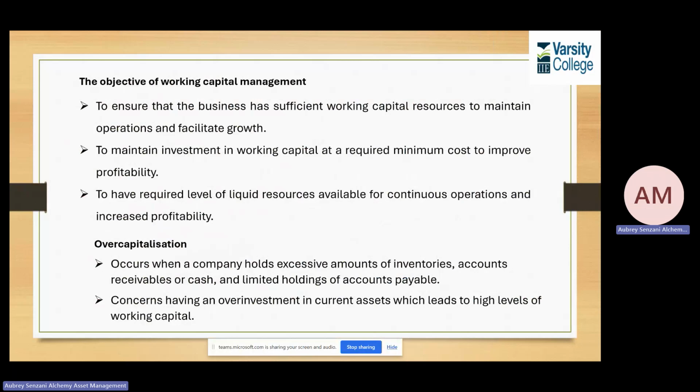Then overcapitalization. Okay, what is this all about? It occurs when a company holds excessive amounts of inventories, accounts receivable, or cash, and limited holdings of accounts payable. So when you have more current assets than, and limited holdings in your accounts payable, let's unpack that. Is that what you wanted to ask? What do we mean when we say overcapitalization is when we have a whole lot more current assets than current liabilities? What are we basically saying?